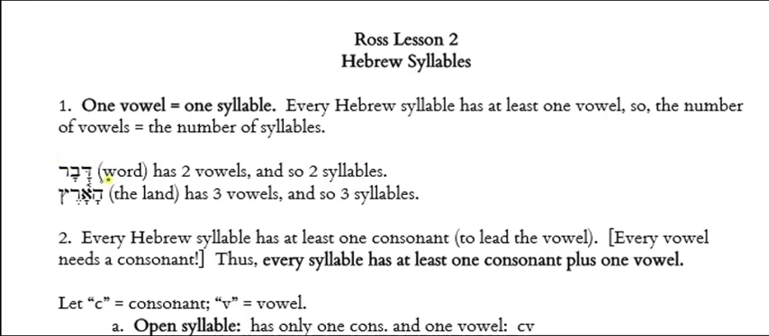Let's take this word right here. This is the word davar. And this is the Hebrew word for word. Now, how many vowels do we see in davar here? There's a kametz followed by a kametz. This is a two-syllable word because it has two vowels. Okay? Now, over here, we have the word for the land. Ha-a-retz. This is three vowels. Kametz, kametz, segol. And so three syllables.